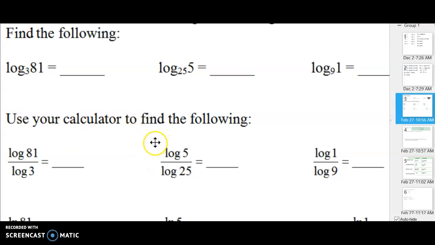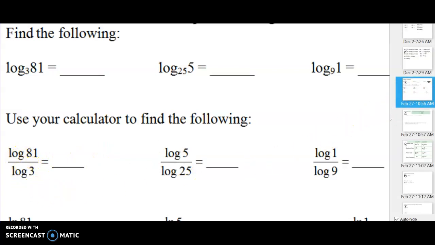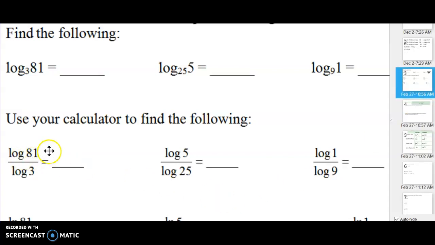Okay, so now that we understand what a logarithm is, we're now going to look at some properties of logarithms. So I'd like you to find the following, and then use your calculator to find these. These are the common logs, so that button's on your calculator, right? Log base 10. Okay, so let's look at this. Go ahead and do that. You can pause me and fill these in, okay?